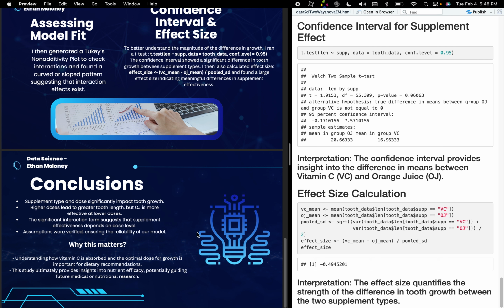Why does this matter? Well, understanding how vitamin C is absorbed and the optimal dose for growth is important for dietary recommendations. We can apply this same logic from teeth in guinea pigs to most human bodily functions. This study definitely provides insights into nutrient efficiency, and can potentially guide future medical and nutritional research.